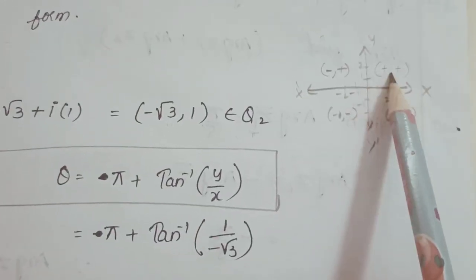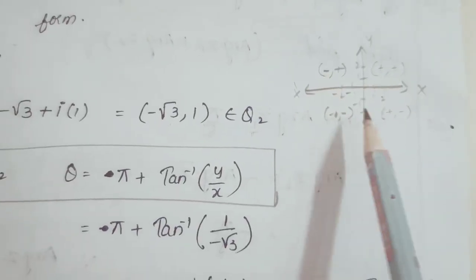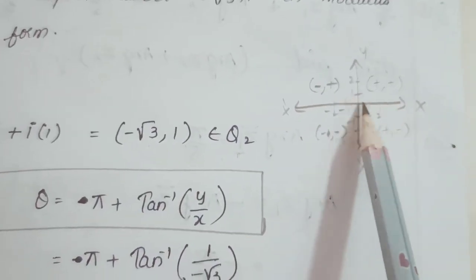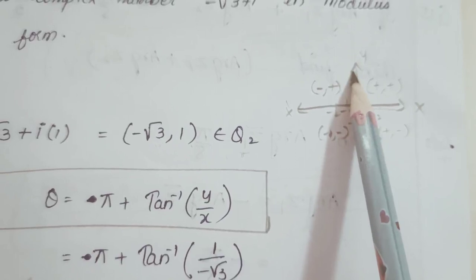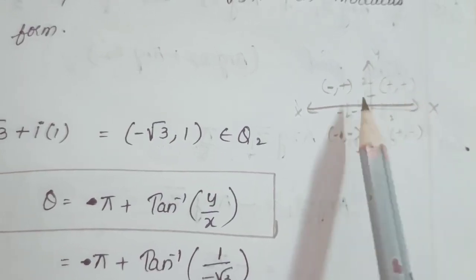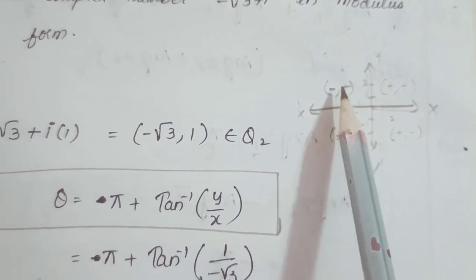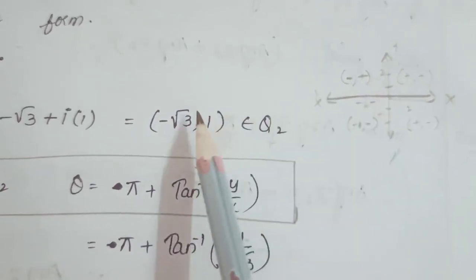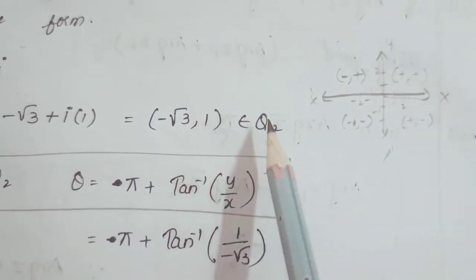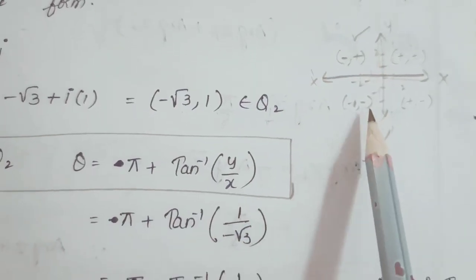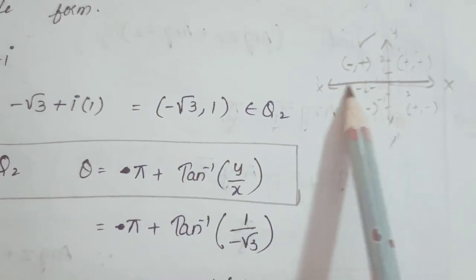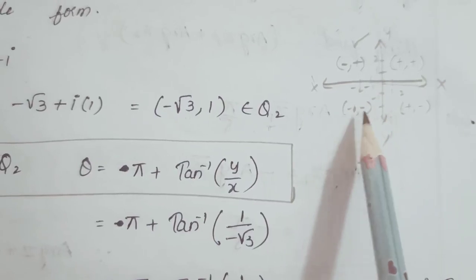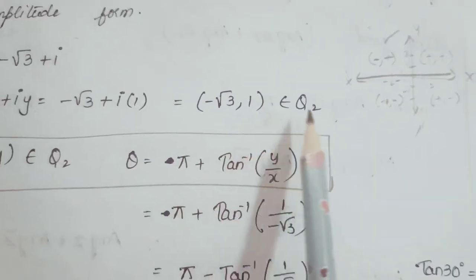See, this is the first quadrant, second quadrant, third quadrant, fourth quadrant. In the first quadrant, the x axis is positive and the y axis is positive, so plus comma plus. Here the x axis is negative and the y axis is positive, so minus comma plus. So second quadrant. Similarly, if both are negative, minus comma minus.